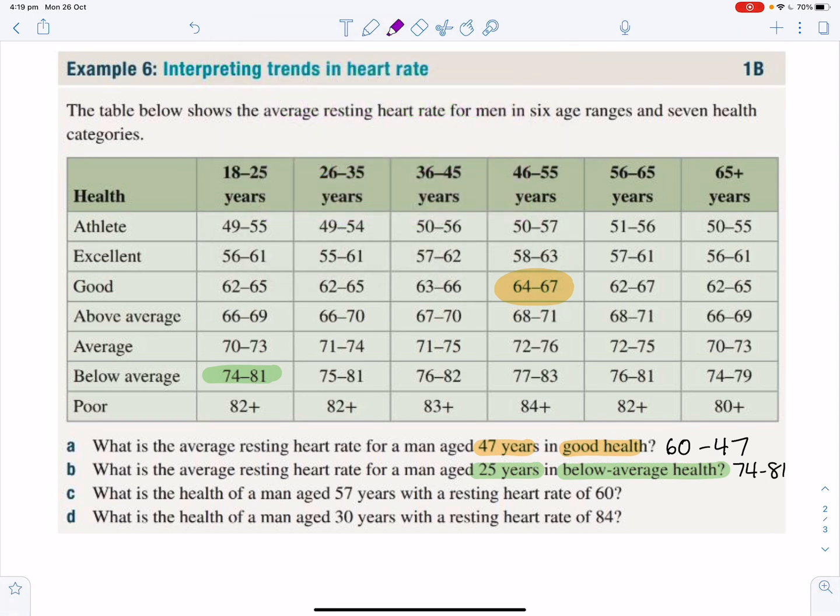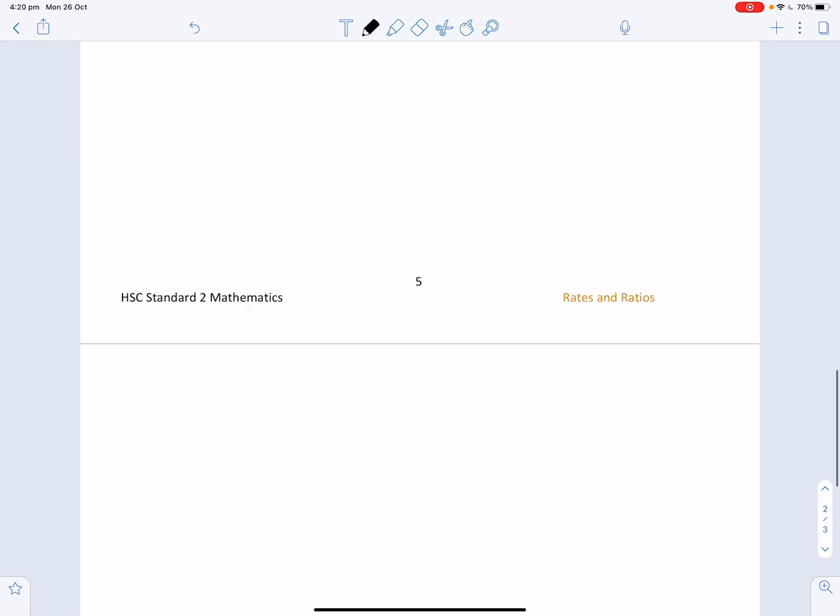Okay, the next one. What is the health of a man aged 57 with a resting heart rate of 60? So 57, we're in this column here, and we're looking for a value of 60, so it would fall here, meaning that he's excellent. And the last one, a man aged 30 years with a resting heart rate of 84. So 30 years over here, resting heart rate of 84, which is over there, so he would be considered of poor health. Okay, so that's it for those examples.